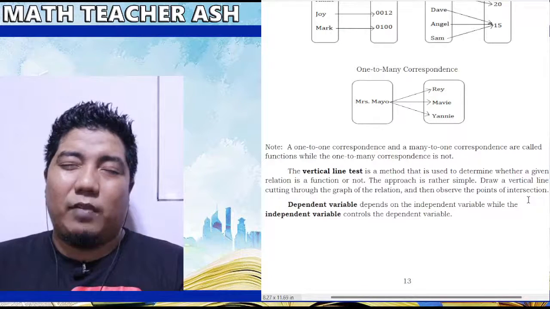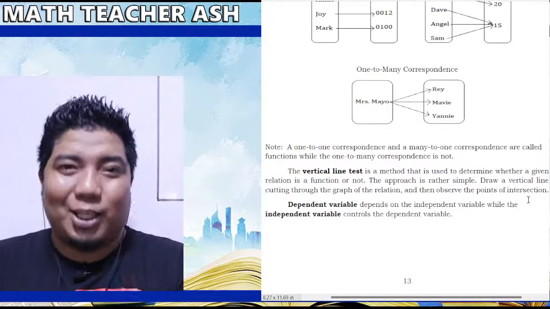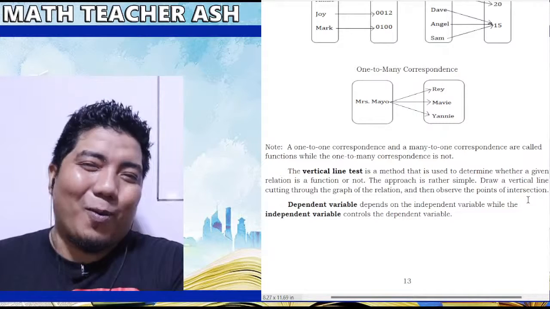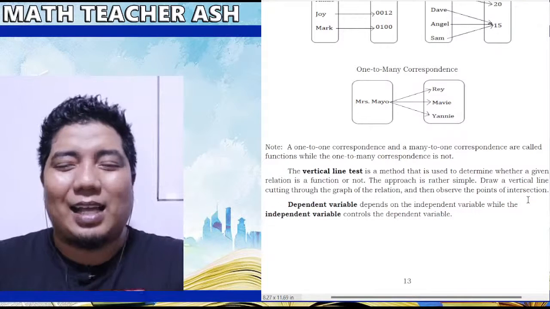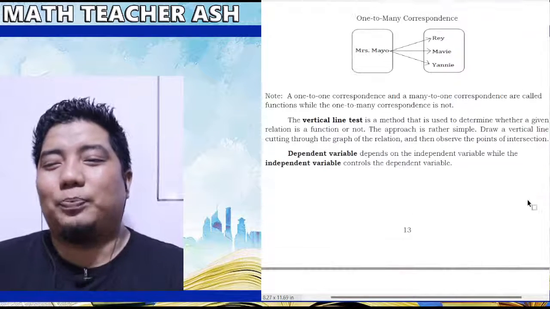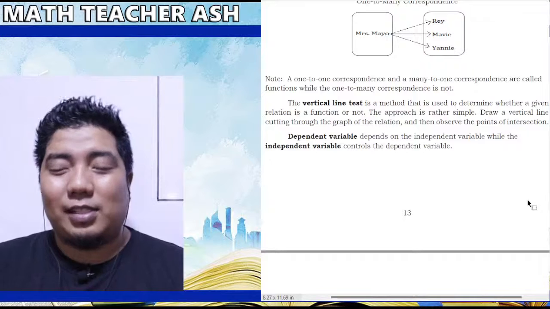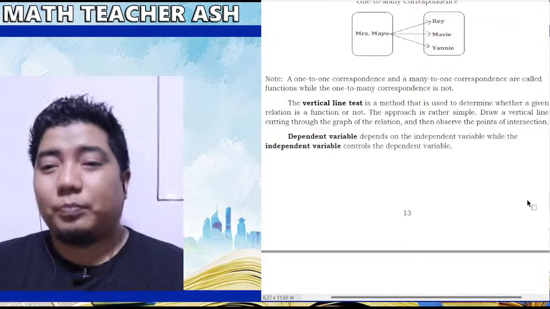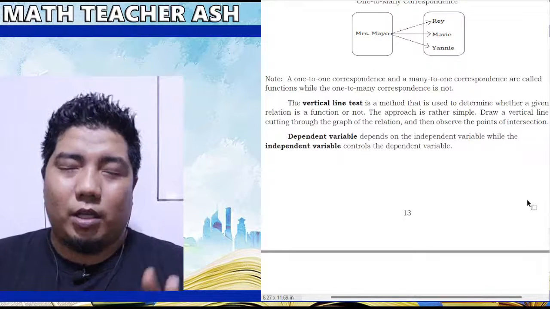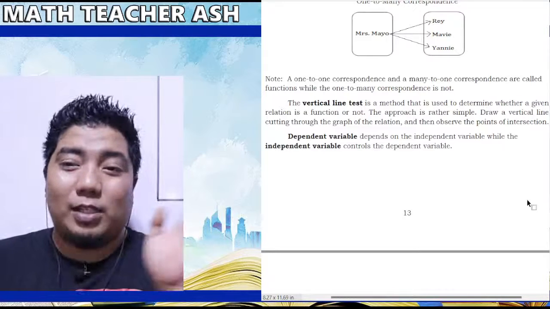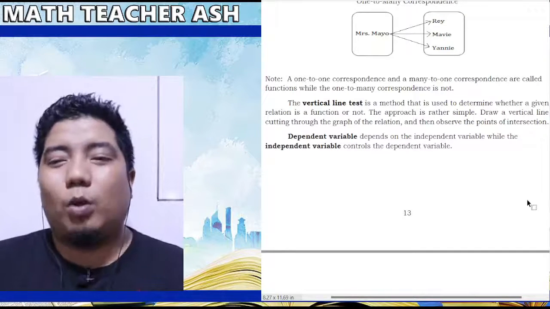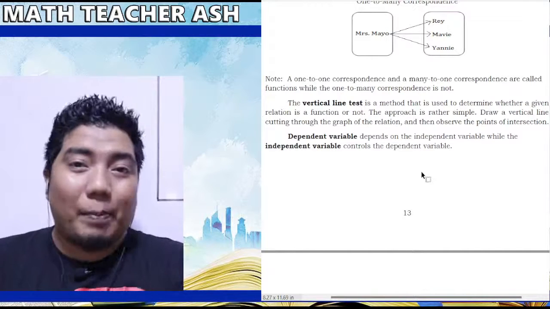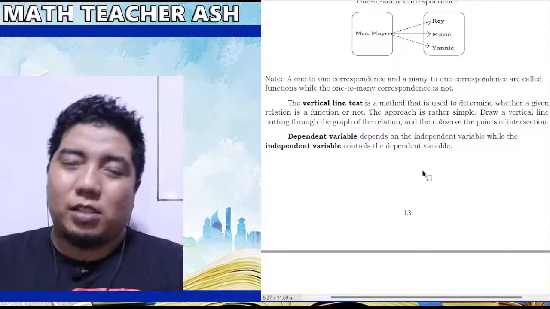If it touches or hits only one graph or one point on the graph, regardless kung kahit saan ka nag-drawing, then that is a function. Okay. Independent variable, that is the x coordinates or the domain. And the dependent variable is the one that depends on the independent. So dependent is the y. Okay, the y or the range. The independent is the x or the domain.